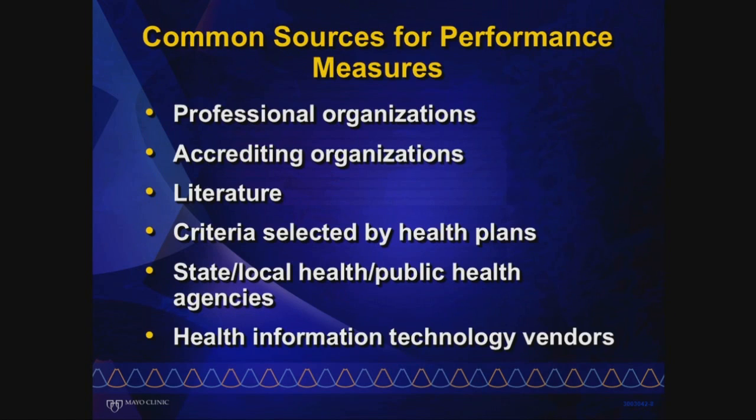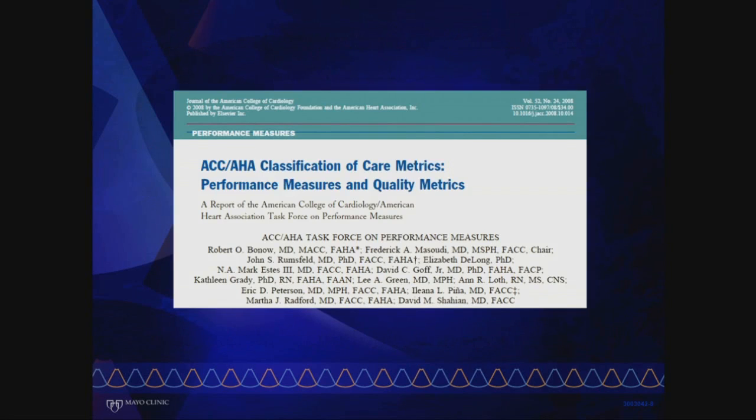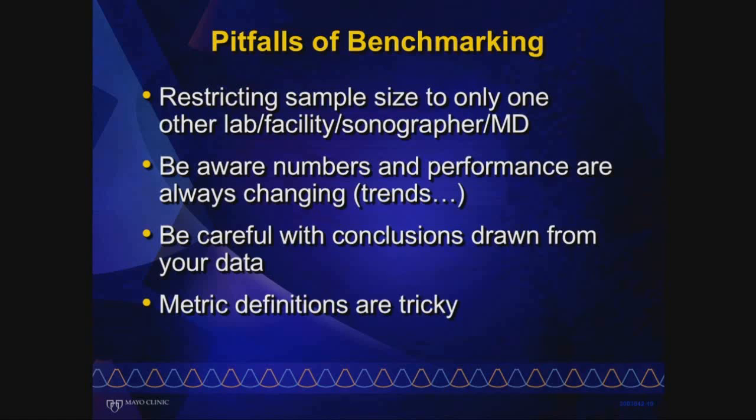There are many sources where you can find performance measures. Professional organizations like ASE and ACC, accrediting organizations, IAC and Joint Commission. You can refer to the literature, especially in terms of appropriate use criteria, and see what other people are getting. Criteria selected by health plans, health agencies, and health information technology vendors. Here's just an example, ACCHA care metrics. There's all sorts of things out there, and if they do the definitions for you, it actually helps a lot.